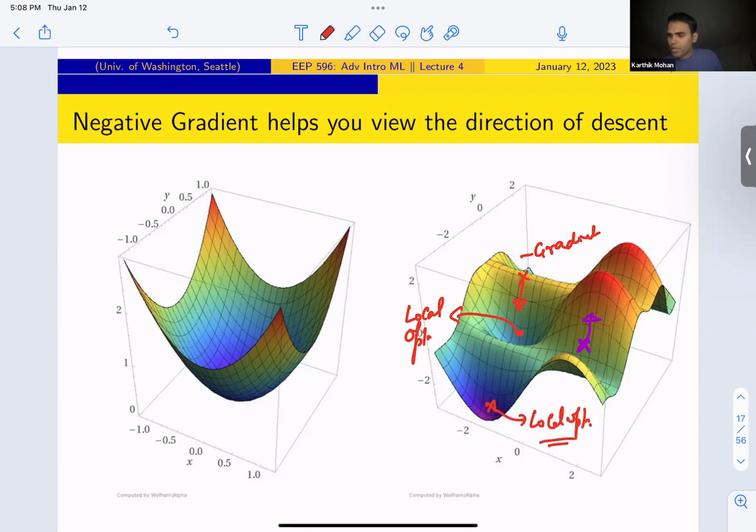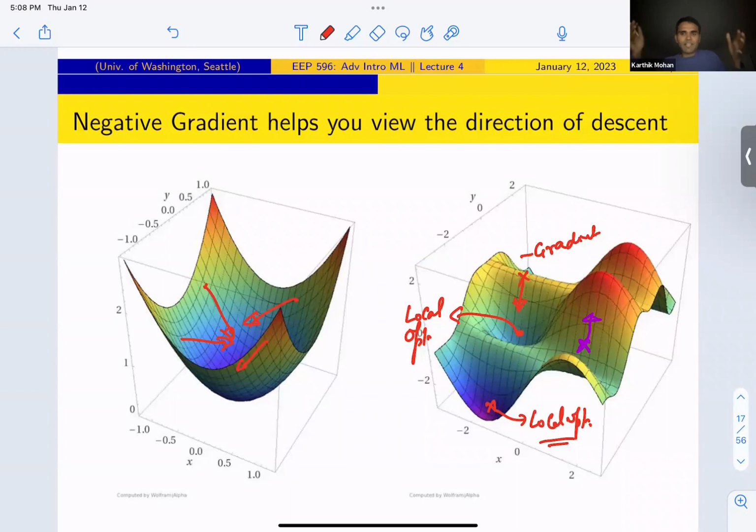This might actually be the global optimum because it's even lower. But hey, I start here, I end up here. That's good enough. This is a convex function, right? So no matter where you start, the gradient is always pointing towards the global optimum.